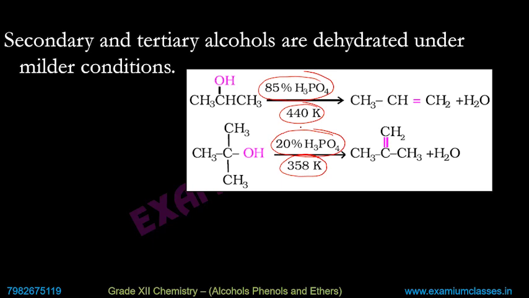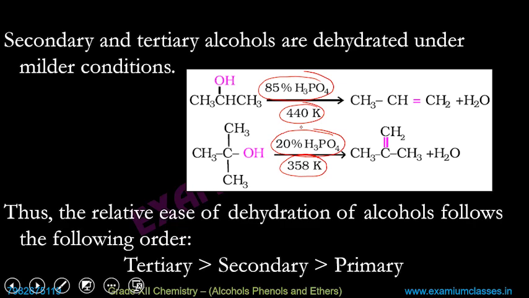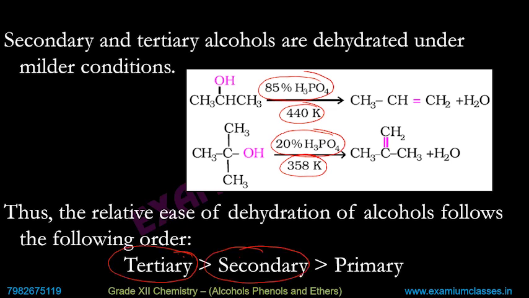And formation of alkene is as per Saytzeff rule. And I hope you remember the Saytzeff rule. So thus the relative ease of dehydration of alcohols is tertiary easiest, secondary not that easy, primary toughest. Okay. So mildest conditions required for tertiary. Temperature 358 K and only 20% H3PO4.